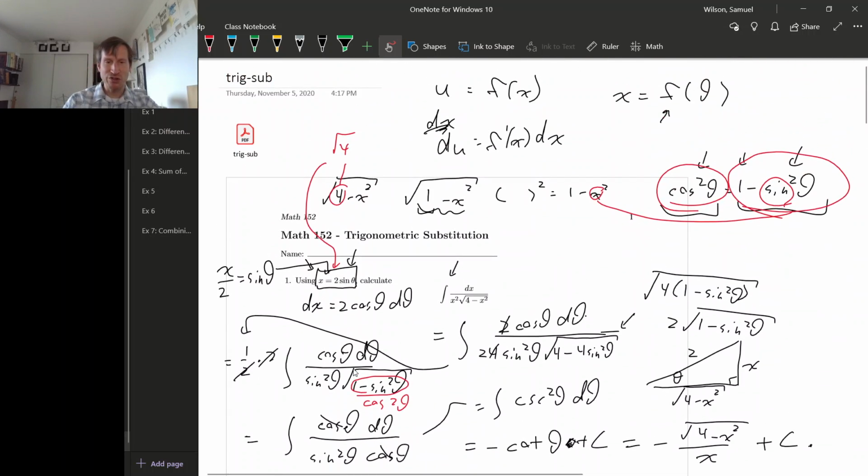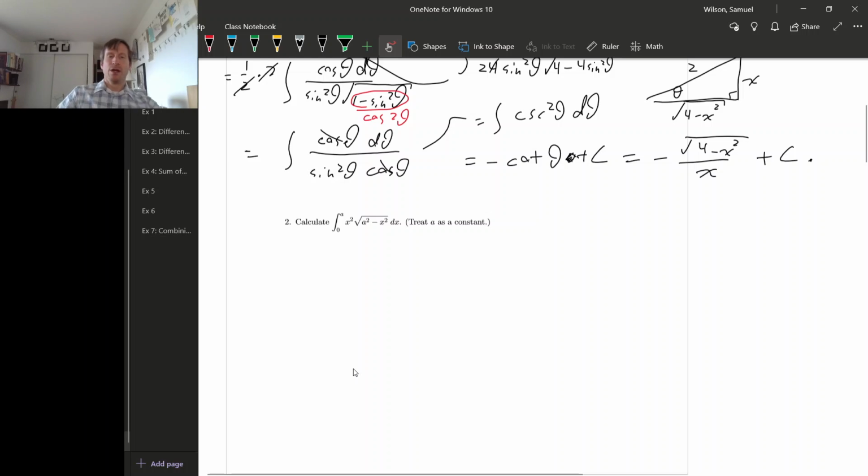Okay, for number 2, we've got the integral from 0 to a of x squared times the square root of a squared minus x squared, and a is just some constant here. Well, this stuff inside the square root follows the same kind of pattern that we saw in number 1, right? It follows the constant squared minus variable squared pattern.